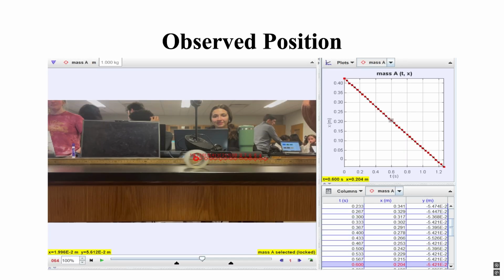This was the observed position of the ball, or of the roll of tape, taken throughout the video. Each of these dots or red triangles is a different point in the video for the center of mass of the tape, and as you can see in the graph, it appears to have a linear decrease throughout the entire video.